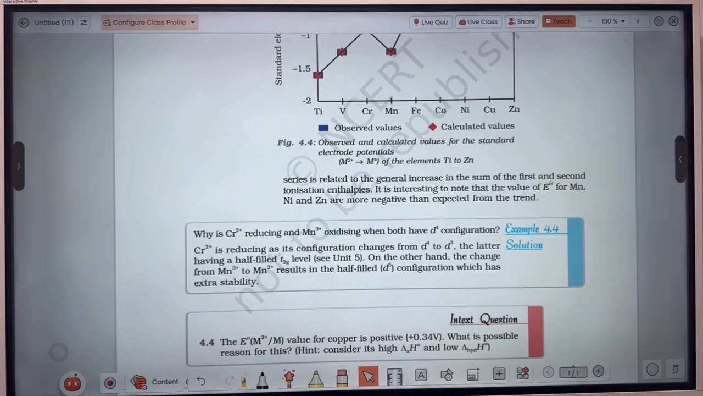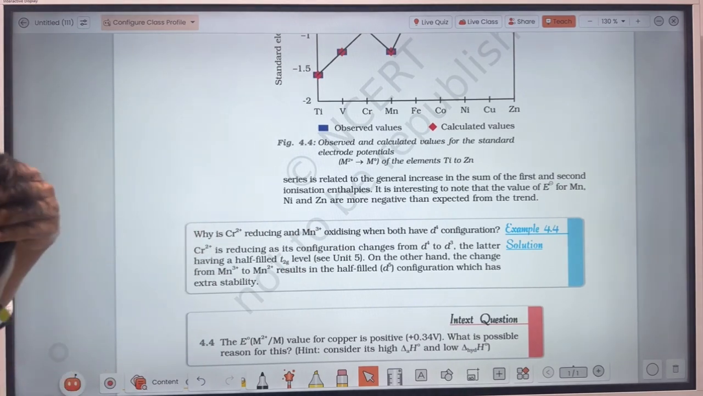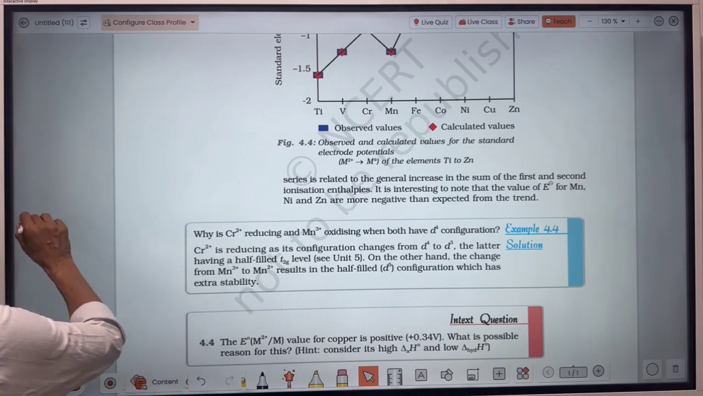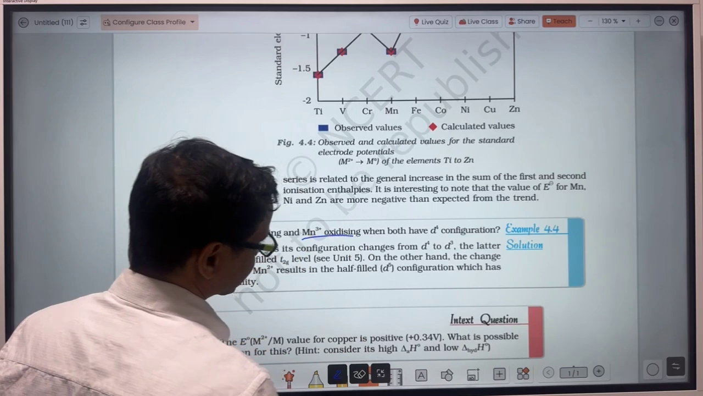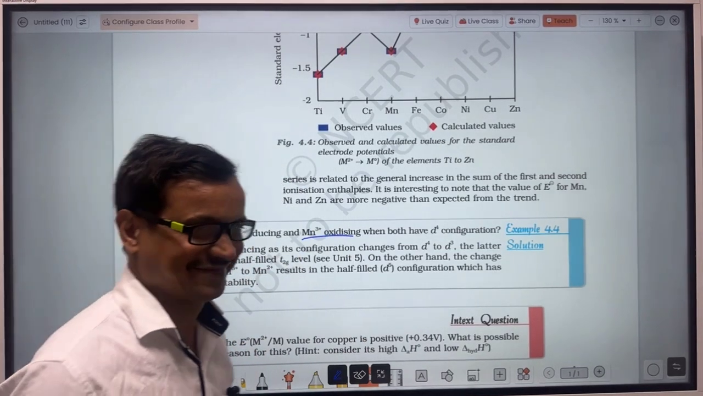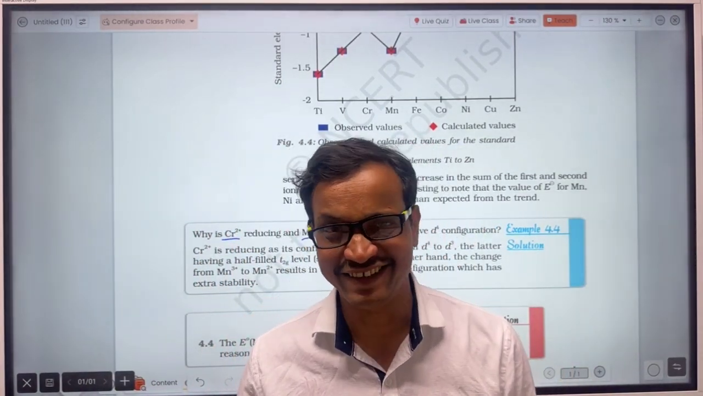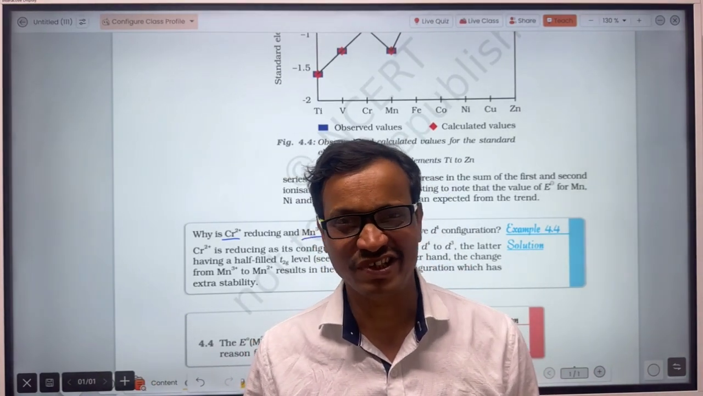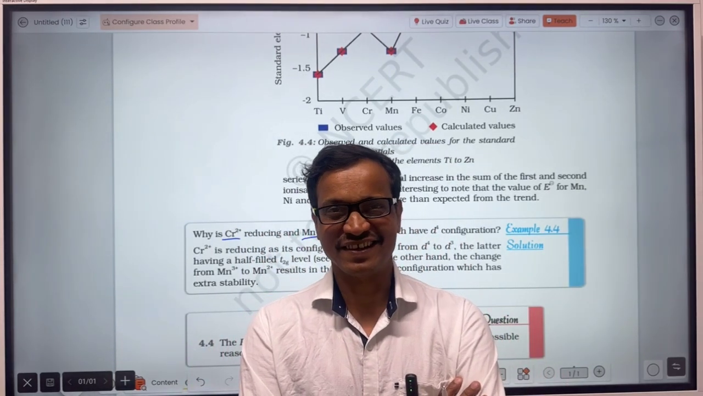So the question is why Cr2+ is reducing and Mn3+ is oxidizing. In other words, the question is asking why chromium Cr2+ acts as a reducing agent while Mn3+ acts as an oxidizing agent. All of you know that most of the phenomena in chemistry are based on the electronic configuration, because the valence electrons usually participate in the reactions.